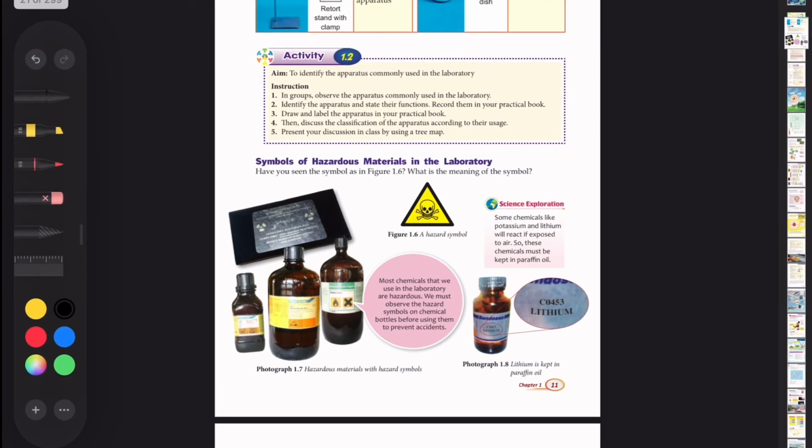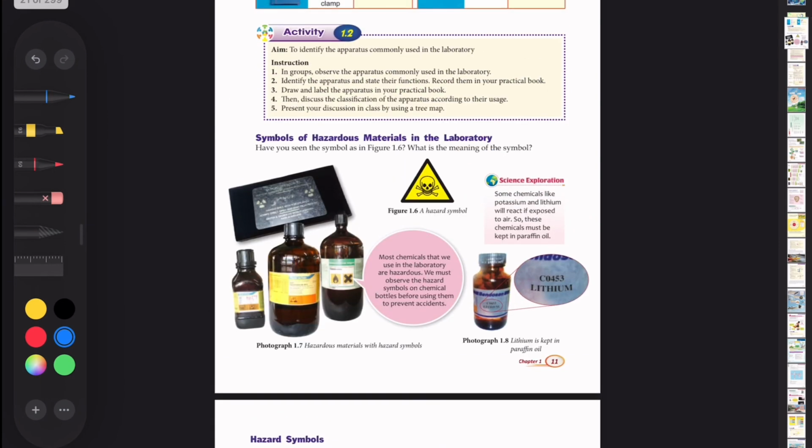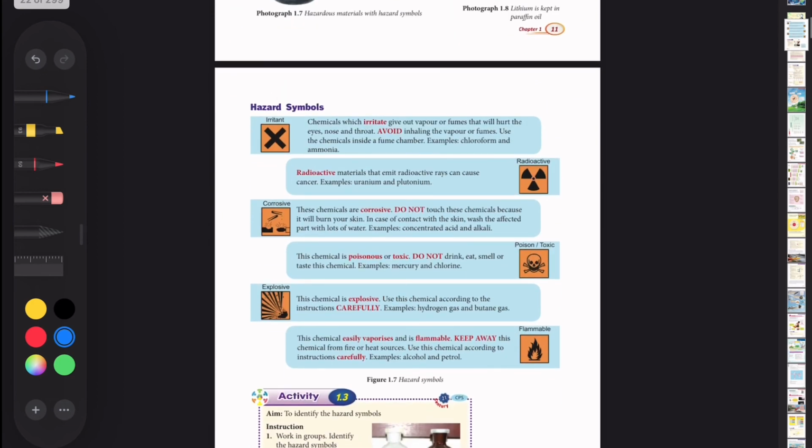Okay, next we'll be talking about symbols and hazard materials in the laboratory. There are about 6 symbols. Irritants are fumes or vapor that, once they enter your eyes or nose, will hurt. You have to avoid inhaling this vapor. Examples would be chloroform and ammonia.